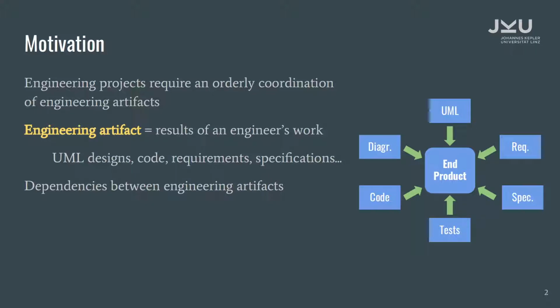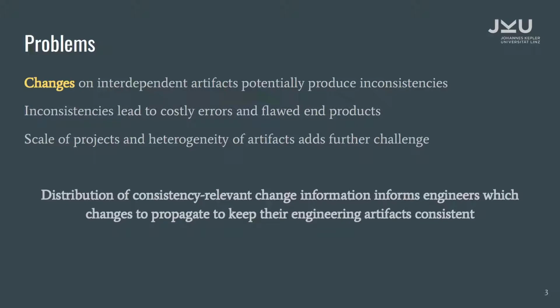And of course, there are dependencies between these engineering artifacts. So when you change one, others have to change with it. For example, if you change a UML diagram, you have to change their respective code. If you fail to propagate these changes properly, you potentially produce inconsistencies, and inconsistencies you obviously don't want to have because they lead to costly errors and flawed end products.